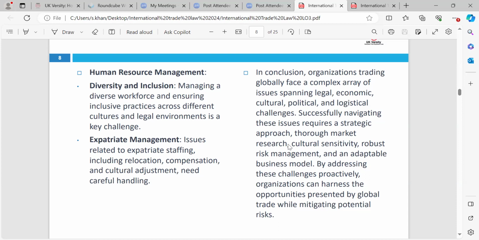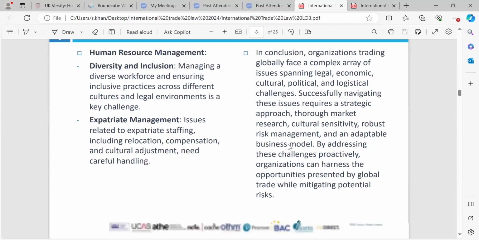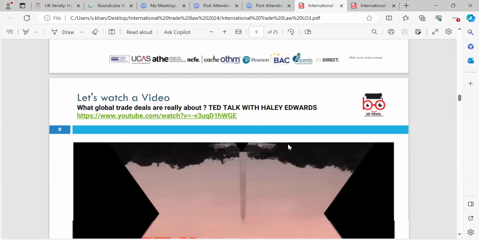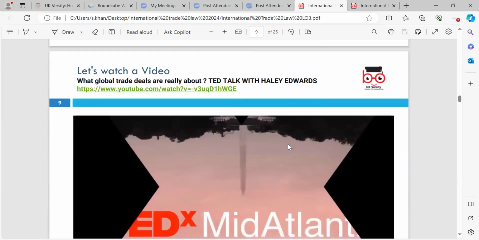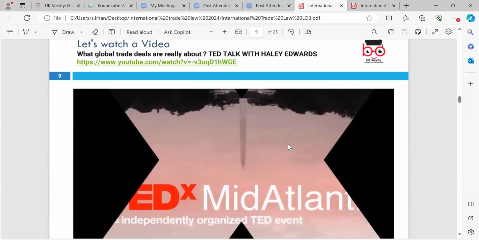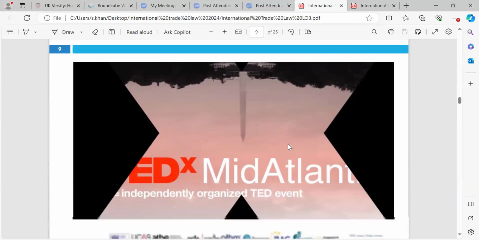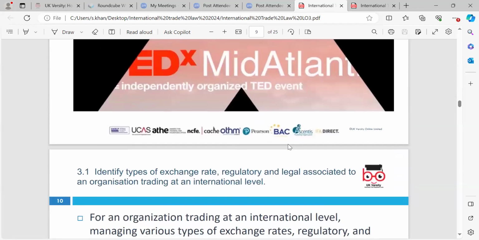We also looked at how important it is to look at an array of issues spanning legal, economic, cultural, political and logistic challenges before going into a business model in addressing global exporting and importing. There was a video there that you could look at in your own time on what global trade is about, and it's a TED talk by Hayley Edwards, and it's quite an interesting video to have a look at.